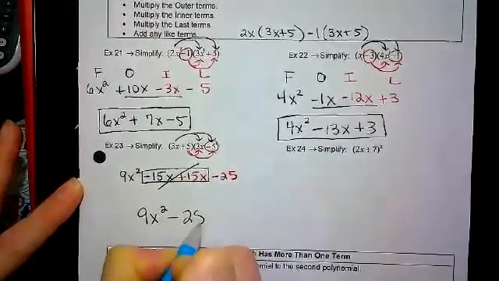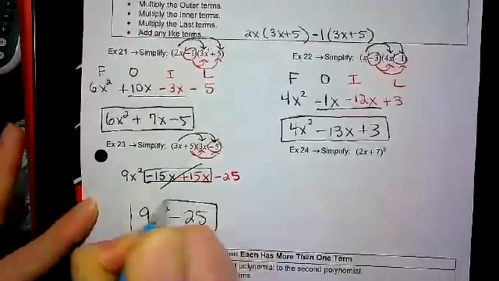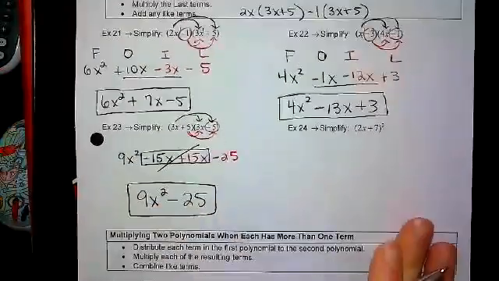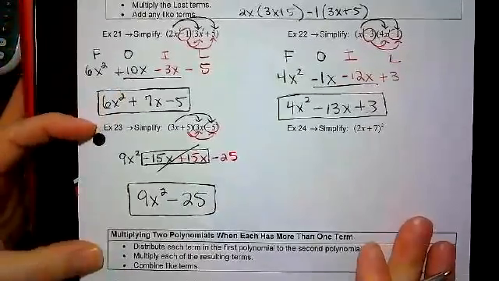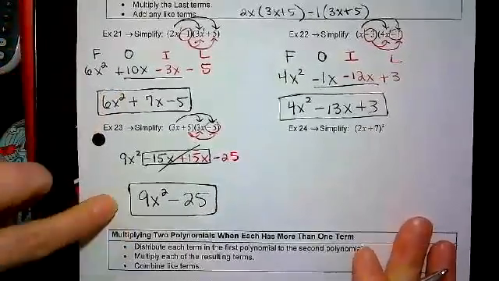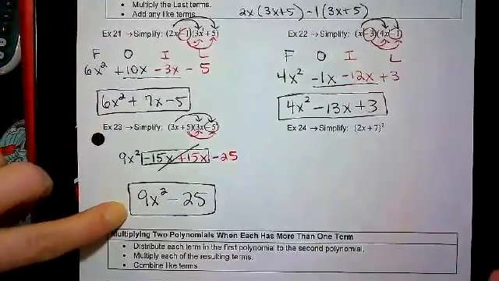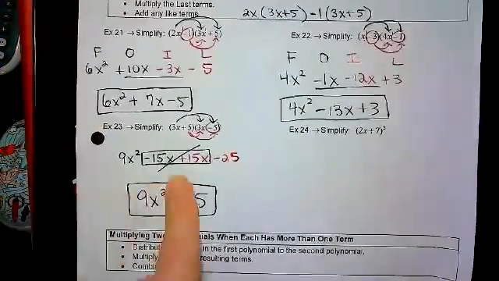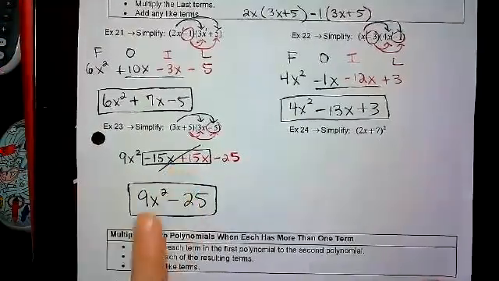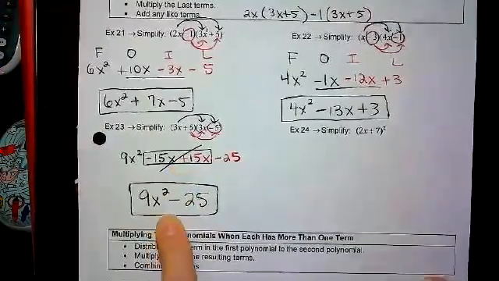We wouldn't put like 0x, okay? That wouldn't be a simple way to write the FOIL of this. So this is the simplest way where we would not write like a 0x, since that x term zeroed out. So that's all you would do.